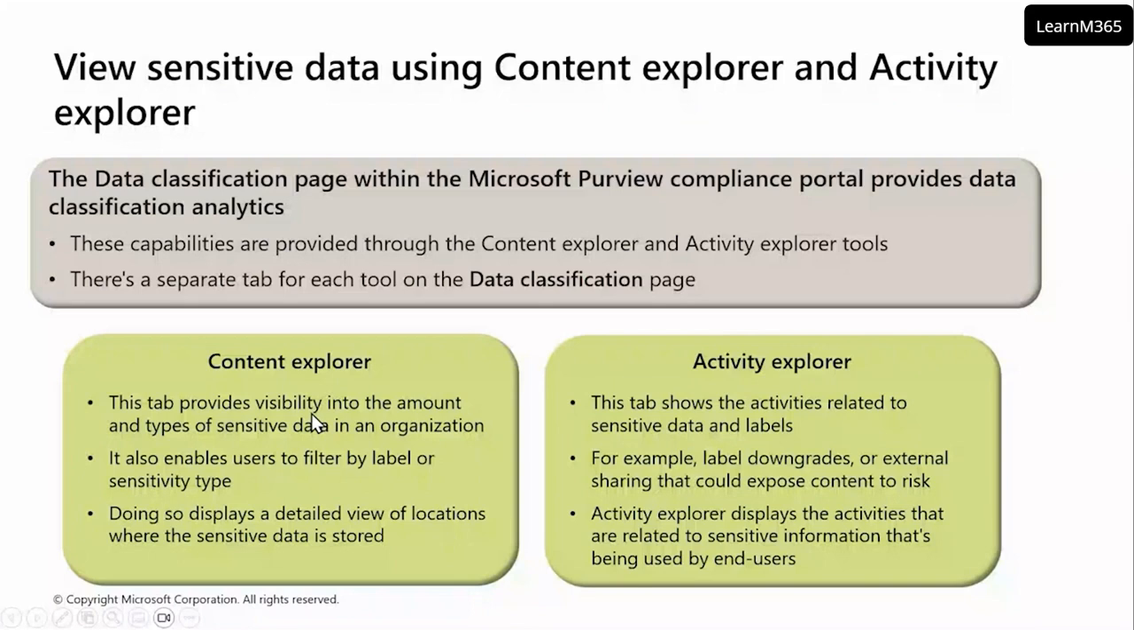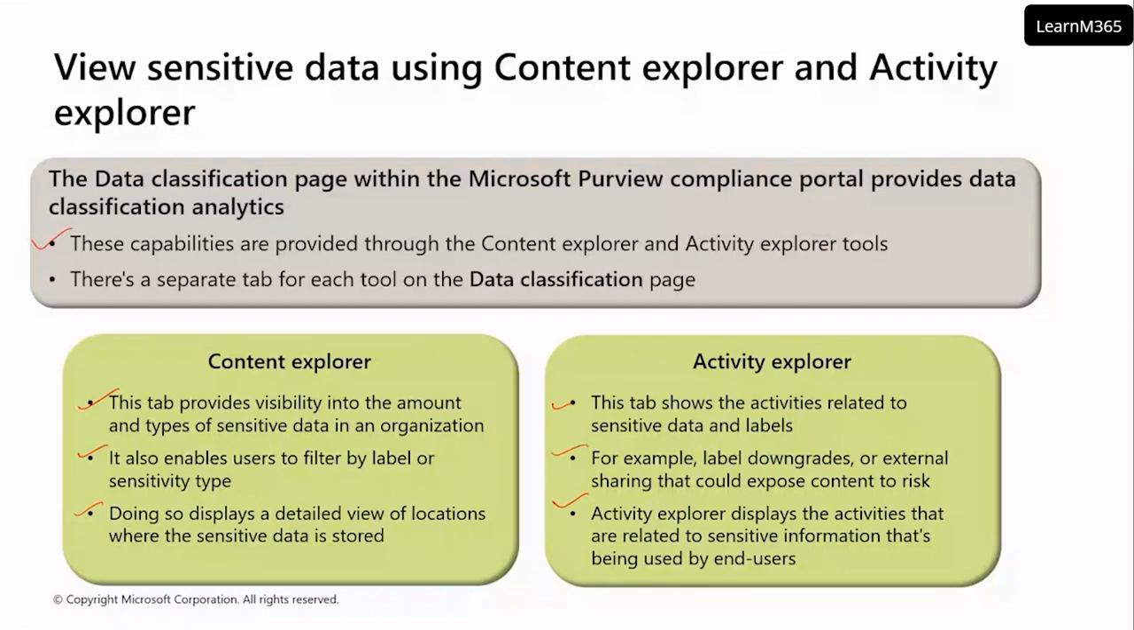Okay, what is Content Explorer? Basically, it provides visibility into amount and types of sensitive data in an organization. It also enables users to filter by label or sensitive type. Doing so displays a detailed view of locations where the sensitive data is stored. And then we have Activity Explorer. This tab shows the activities related to sensitive data and labels. For example, label downgrades or external sharing that could expose content to risk. Activity Explorer displays the activities that are related to sensitive information that's being used by end users, right?